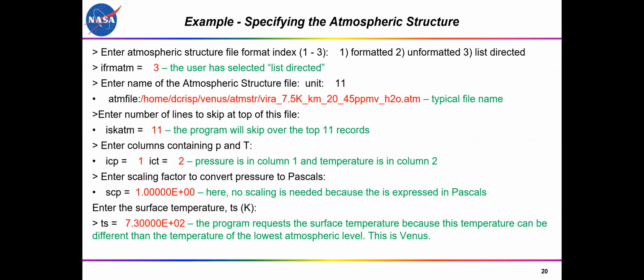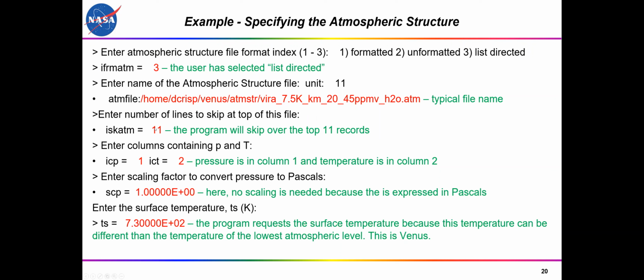The way that actually gets read out, it asks you to enter the atmospheric structure file format. It can be formatted, unformatted, or list directed. I entered a 3, and it echoed this back to me and told me that I entered a 3. It asked me to enter the name of the file. I entered this thing in red as the file name. It's just a typical file name. That's what you've been staring at.